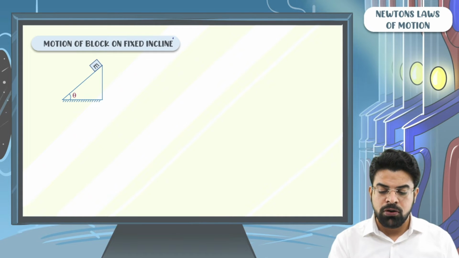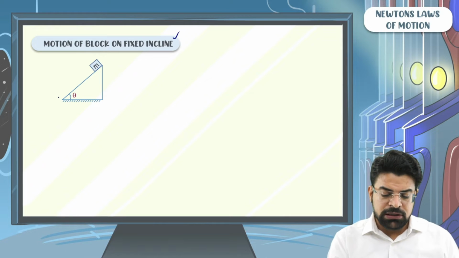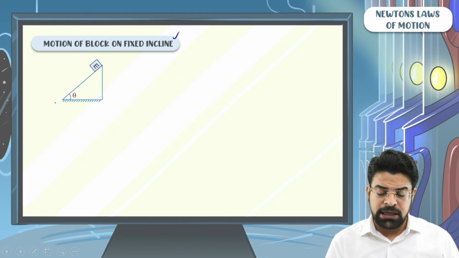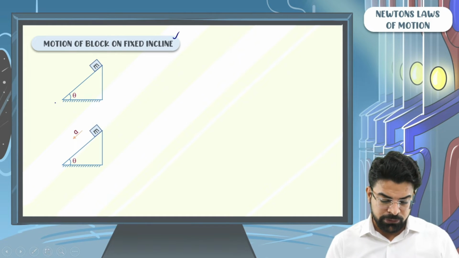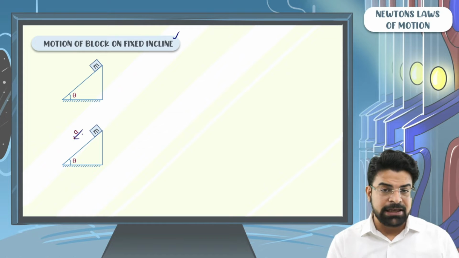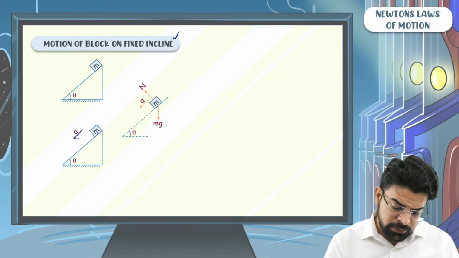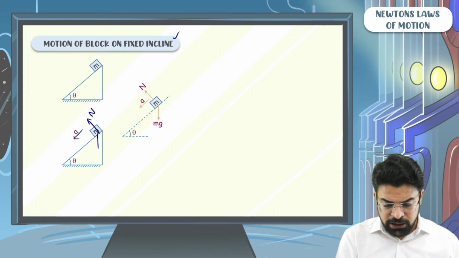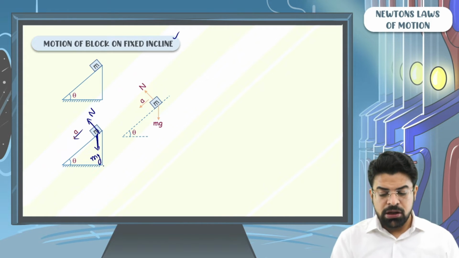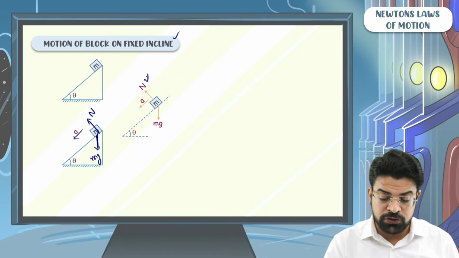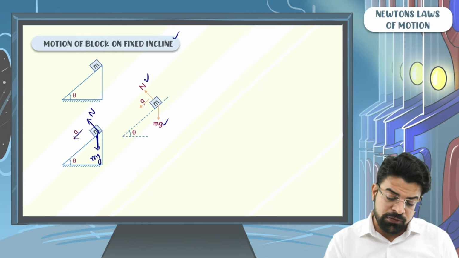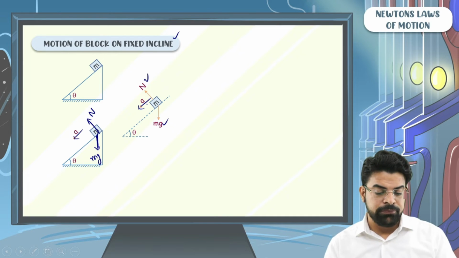So, motion of a block on a fixed incline. First of all, this is a smooth incline, so there is no friction anywhere. Let's look at the forces acting on the block placed on this incline. If this block slides down with an acceleration a, we need to first visualize the forces acting on this block. Because of the inclined surface, there will be a force of normal. And because of the force of gravity, there will be a force downward, mg. Under the influence of these two forces, the force of normal along the normal and the force of gravity downward, the block will slide down along the surface of the incline.